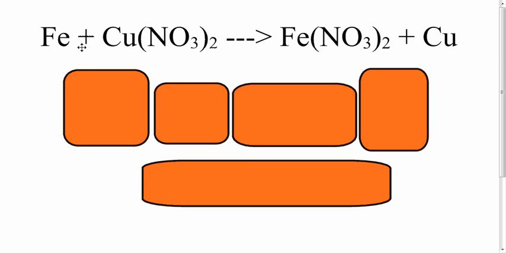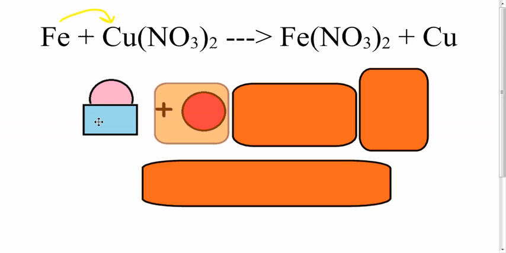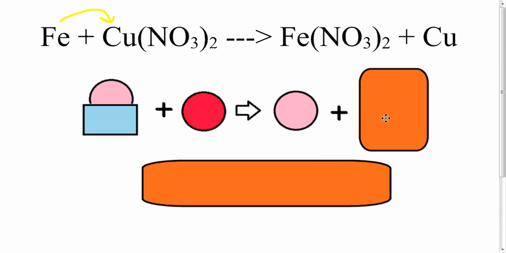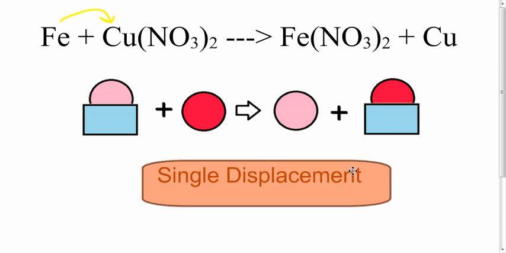Here's another one where something's swapping places. Here I've got the iron taking the place of the copper, and that kind of looks like this. The iron is the red circle, the copper is the purple, I believe. I'm not sure what the actual picture is going to be here, and the nitrate is the blue square. There you go. So this is single displacement.